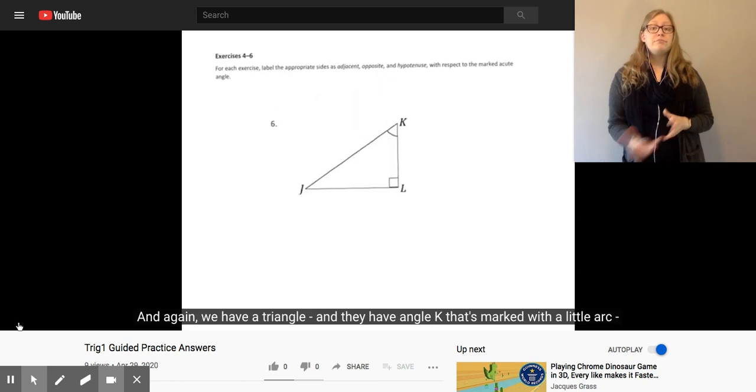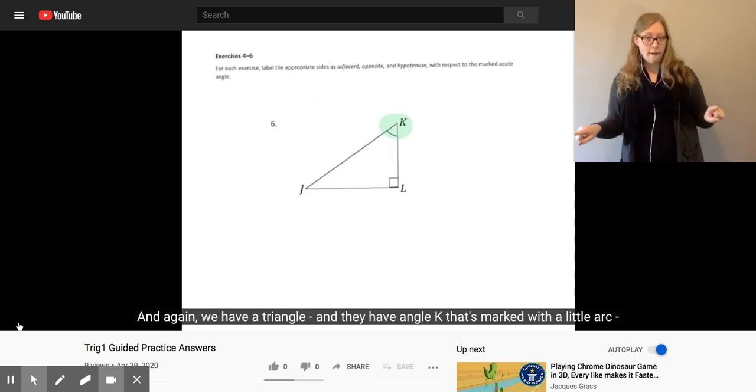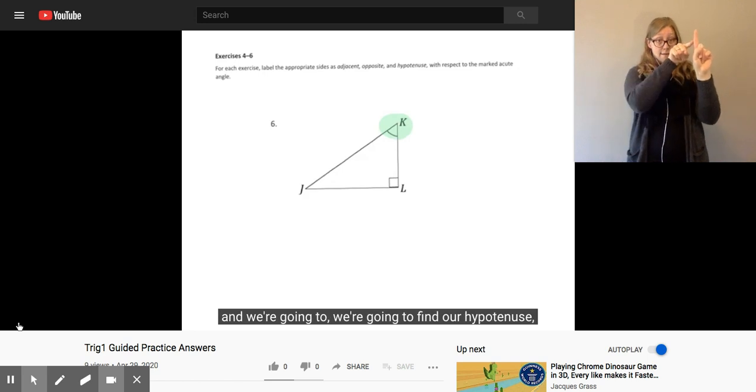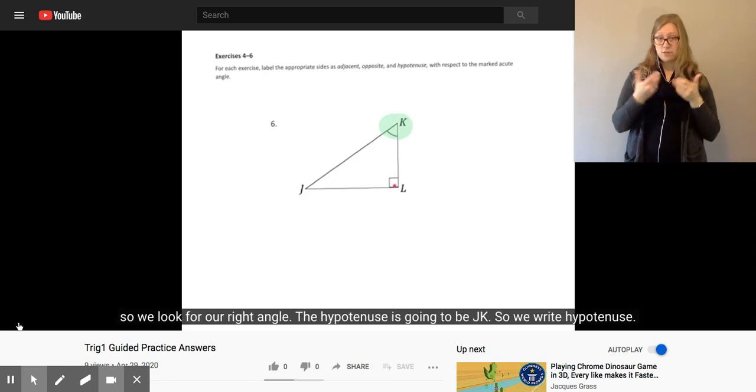And again, we have a triangle, and they have angle K that's marked with a little arc. And we're going to find our hypotenuse. So we look for our right angle. The hypotenuse is going to be JK. So we write hypotenuse.